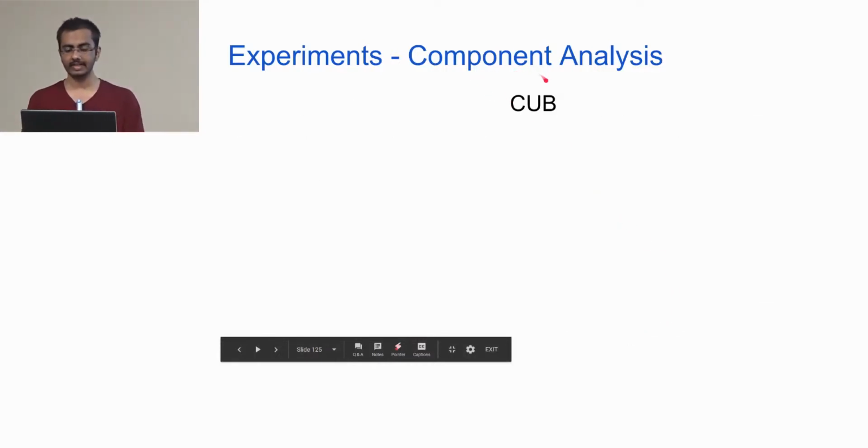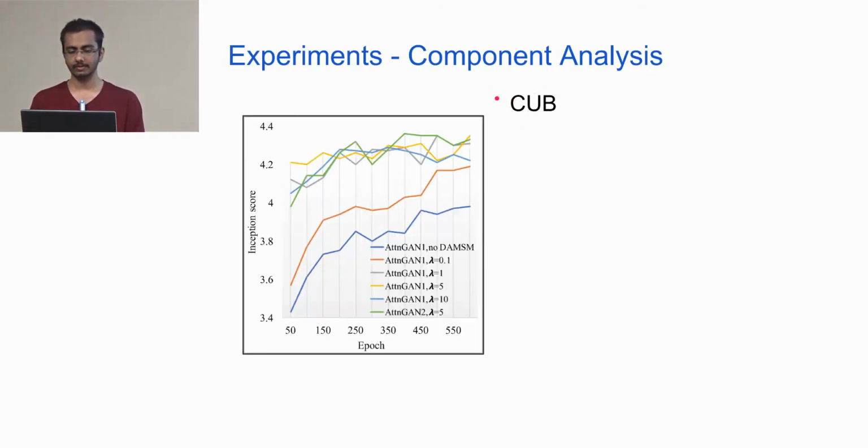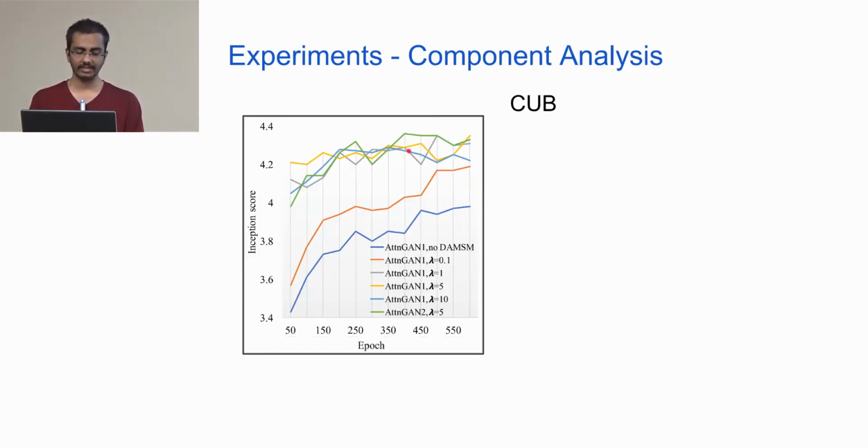So now this component analysis is again visualized during the training procedure as the training progresses in the number of epochs. We'll see first for the CUB dataset. These are the inception scores which are rising, and as you can see, ATTN GAN 2 is over here at the top, close to ATTN 1.